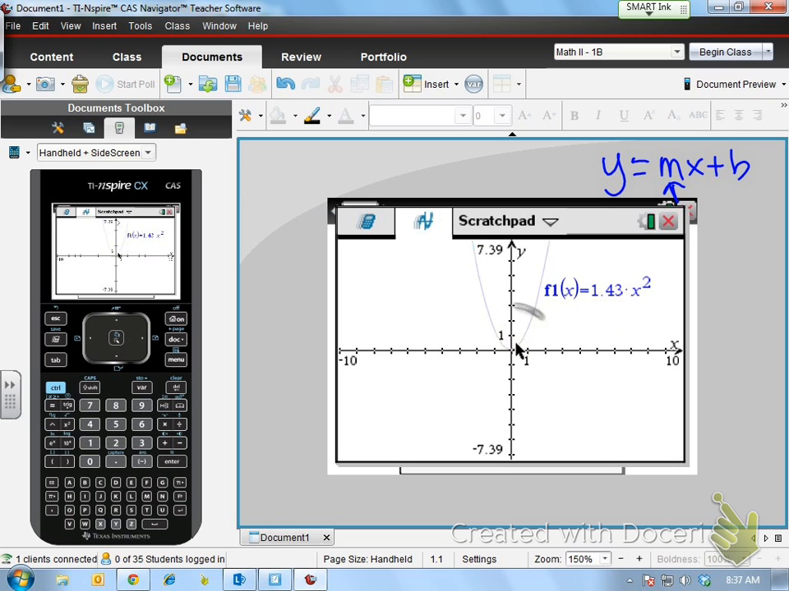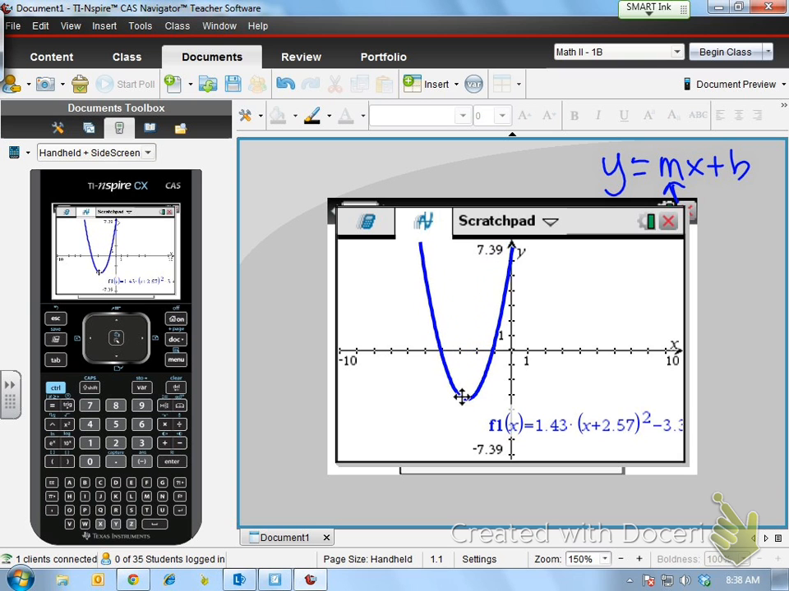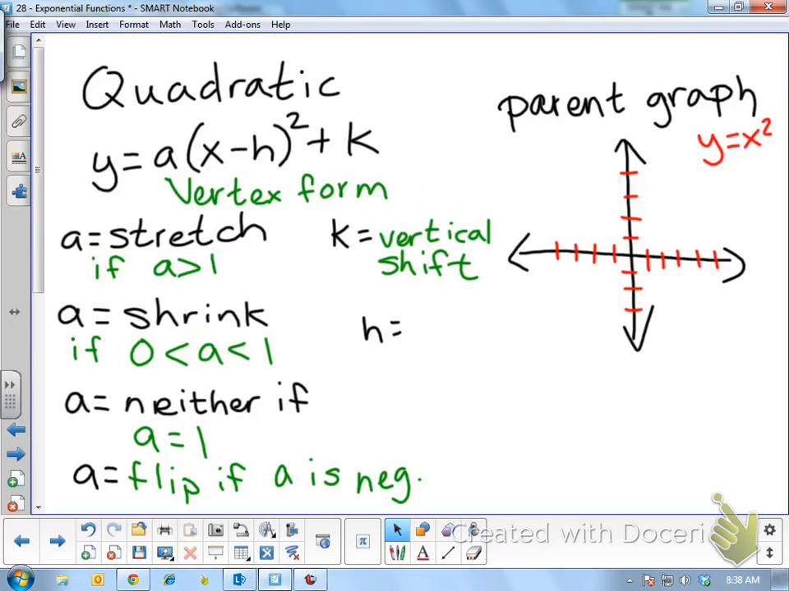There we go. Okay, if I move it left or right, this number inside the parenthesis changes. What's changing when I move it up or down? The outside number is changing. So if you move it left or right, the inside number is changing. If you move it up or down, the outside number is changing. So that's why we call them vertical shift and horizontal shift, because they change different things. So H is our horizontal shift.